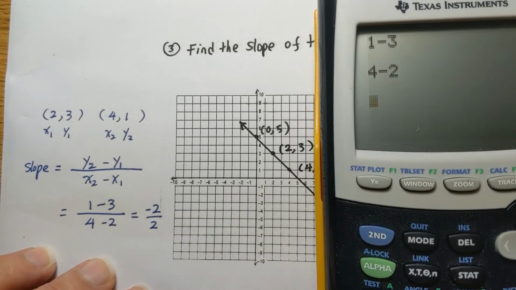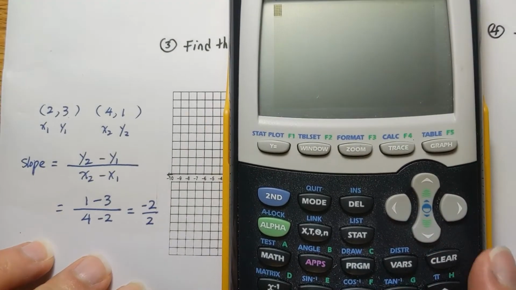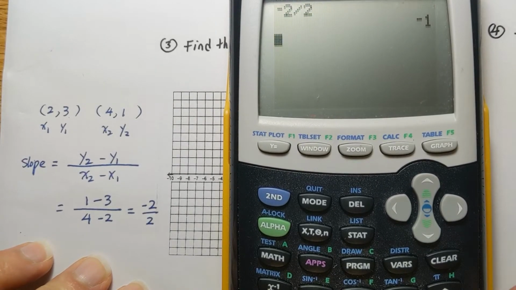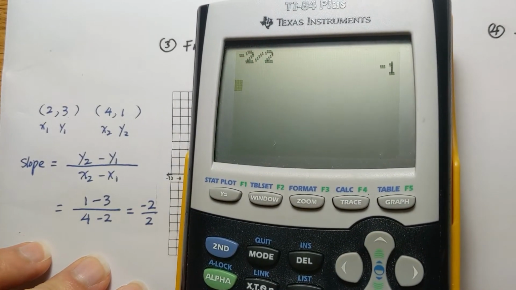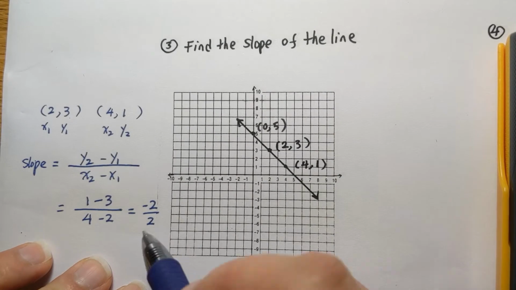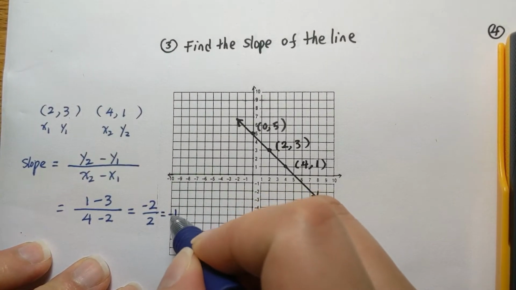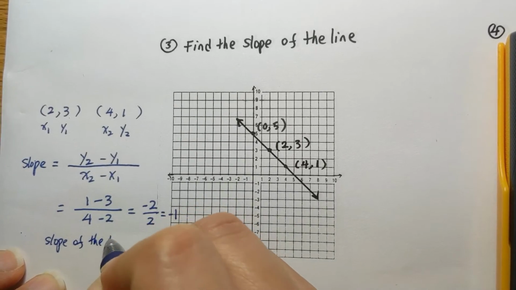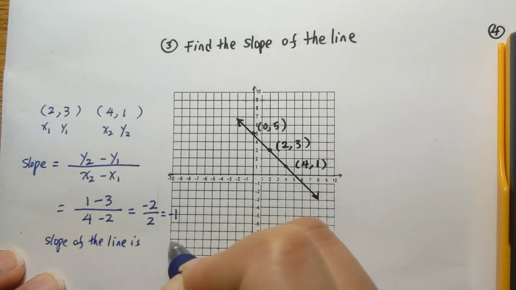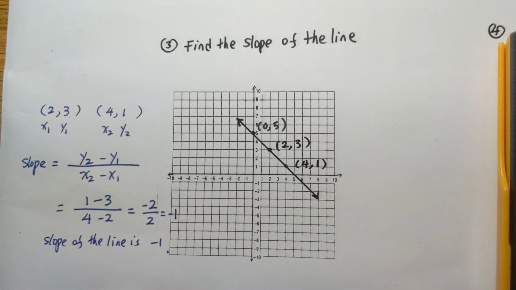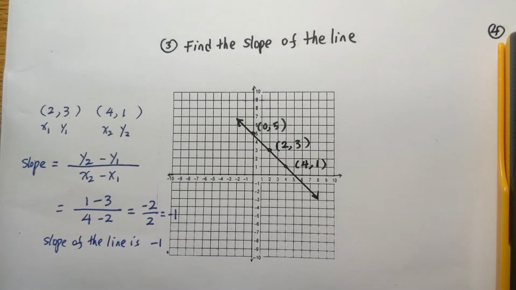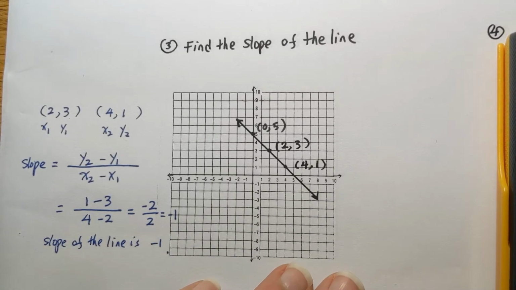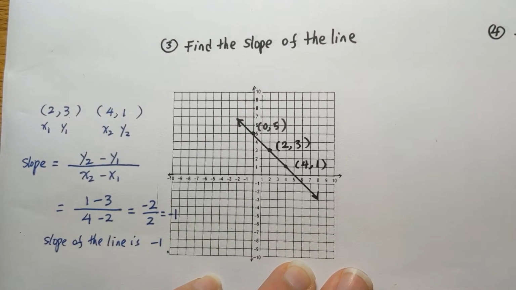If you're not sure whether it's going to be a fraction or decimal, you can just divide it. So you put negative 2 divided by 2, and you find out it becomes an integer. So we write it as negative 1. Therefore, we say that the slope of the line is negative 1. So we found the answer for this question. One more time, the slope can be a fraction, an integer, or a decimal.